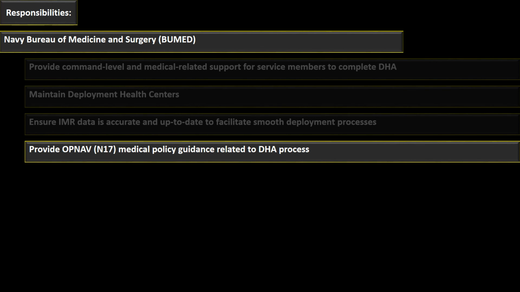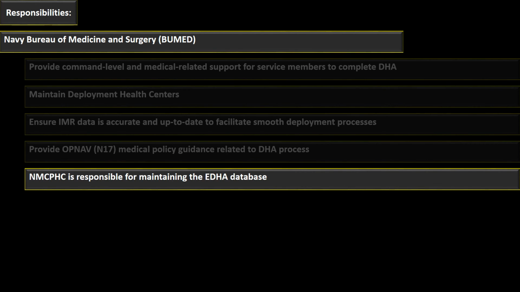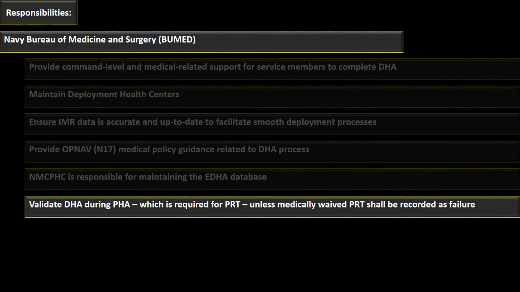They're going to provide OPNAV N17, the 21st Century Sailor Office, medical policy guidance related to the deployment health assessment process. Navy Marine Corps Public Health Center is responsible for maintaining the EDHA database, the Electronic Deployment Health Assessment Database. This is the database that service members need to go into to complete the pre-deployment and the post-deployment health assessments, and this is what will be certified by the healthcare provider when they sit and have that face-to-face with the service member.